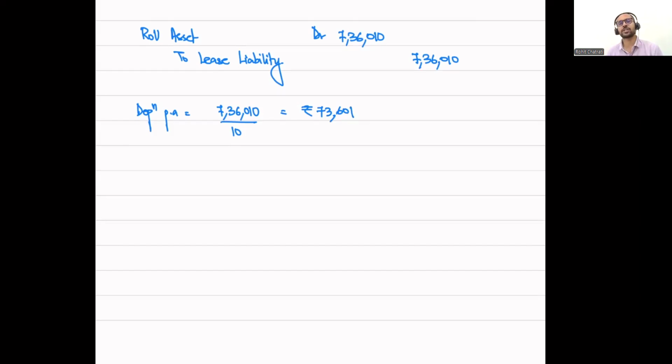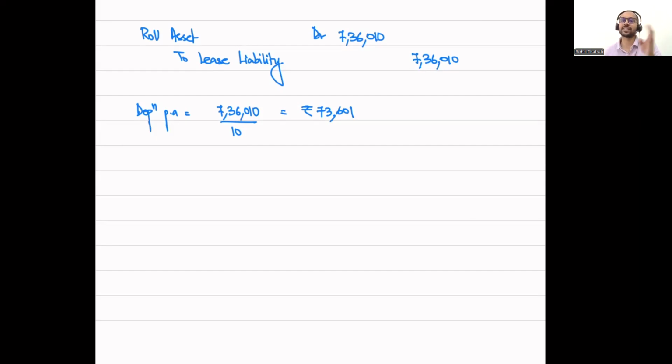Now, the question mentioned that at the beginning of year 6, we are going to change the terms and conditions of the contract wherein the consideration is going to change. So, I would like to find out what is the carrying amount of the ROU asset at the beginning of year 6.